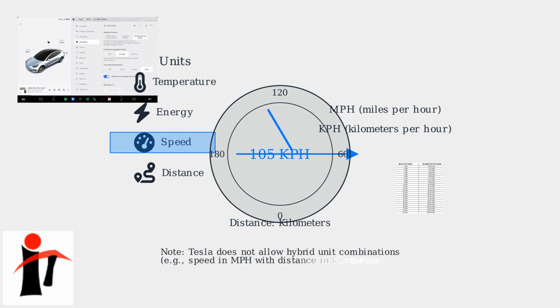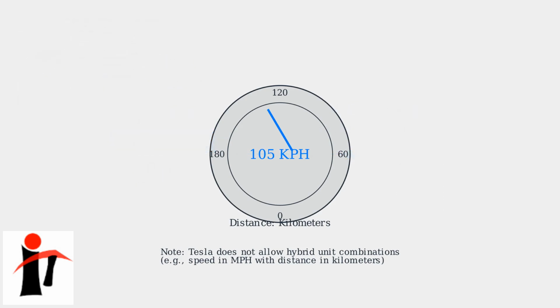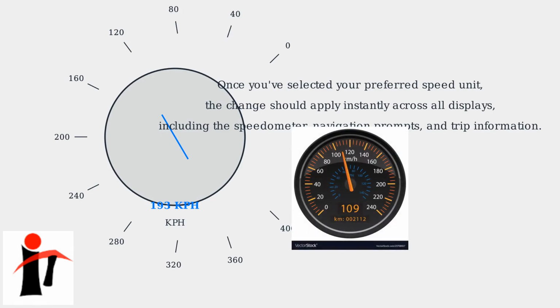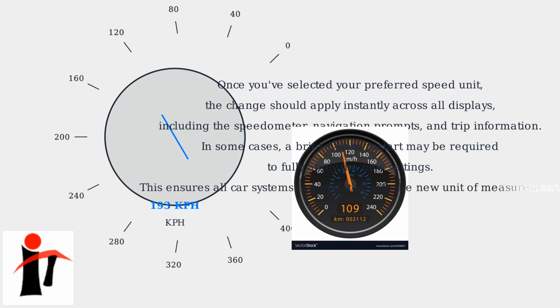Tesla currently does not support hybrid unit combinations, such as having speed in MPH while distance is in kilometers. The system maintains this linkage for simplicity and to avoid confusion. Once you've selected your preferred speed unit, the change should apply instantly across all displays, including the speedometer, navigation prompts, and trip information. In some cases, a brief system restart may be required to fully apply the new settings. This ensures all car systems are updated with the new unit of measurement.